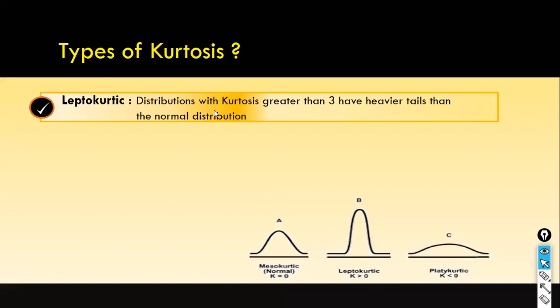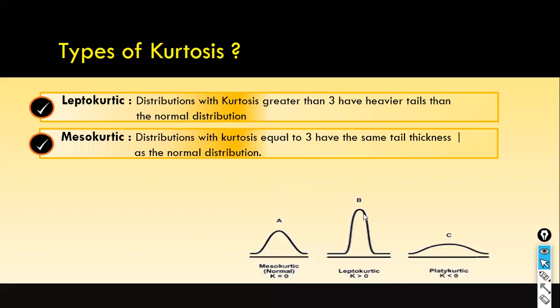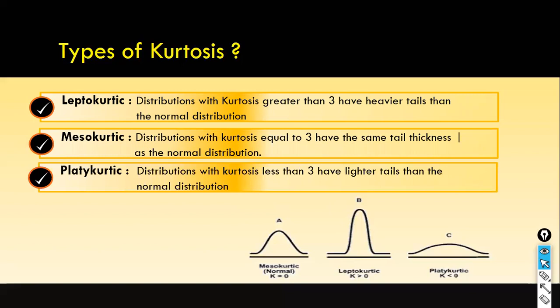Leptokurtic, like I said: like skewness, you have a formula to compute the kurtosis. If the kurtosis value is greater than 3, it will have heavier tails than the normal distribution. This is your leptokurtic. By visually looking at the distribution you can also tell, but sometimes it will be tricky. In that case, better to use the formula.